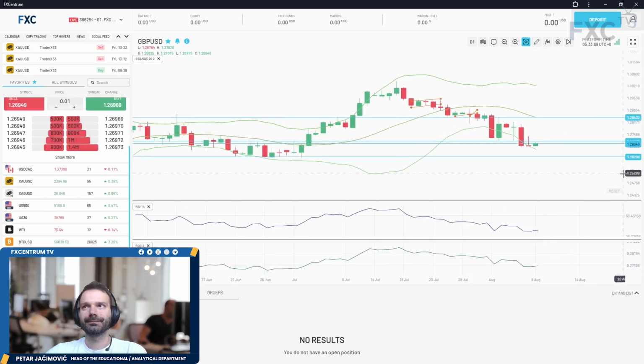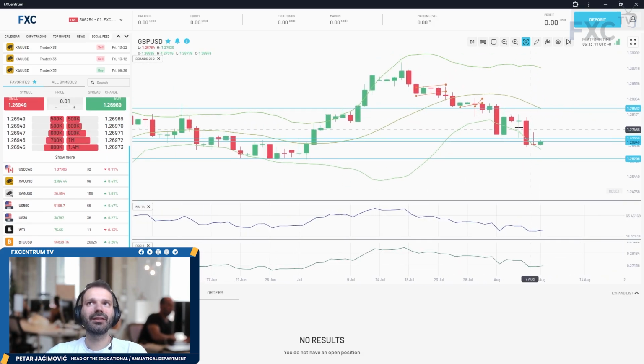Pound dollar, still sellers are in control. I see if the market can rebreak 1.2672, there will be a chance for a 1.2620 to be on the test. Short term, we have a downside environment, and still we have this pin bar high. If the market can retake pin bar high at 1.2740, there will be a chance for a rally towards the 1.2798.